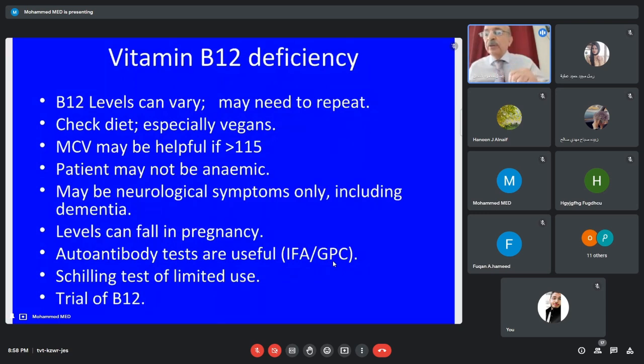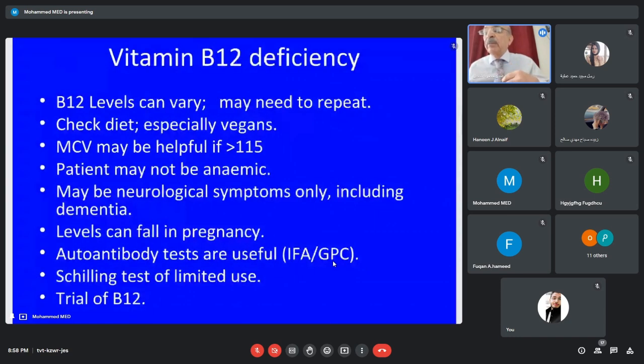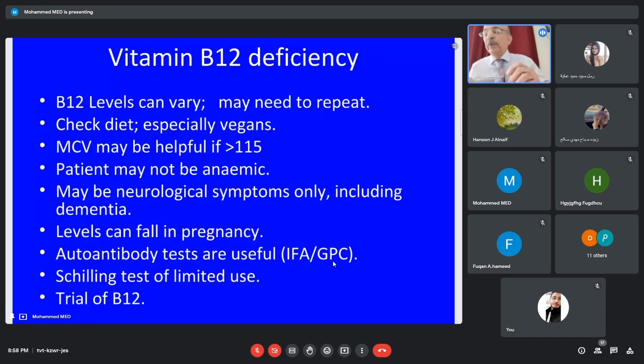Schilling test is not important, but you have to look for other causes of B12 deficiency, and a trial of giving B12. B12 can be given by injection, and it can be given sublingually. The main store for the B12, you must know this, is the liver. A normal liver contains about 3 milligrams of B12, and the daily requirement is about 5 micrograms. So the 3 milligrams can take you for a very long time, about 2-3 years before getting deficient.